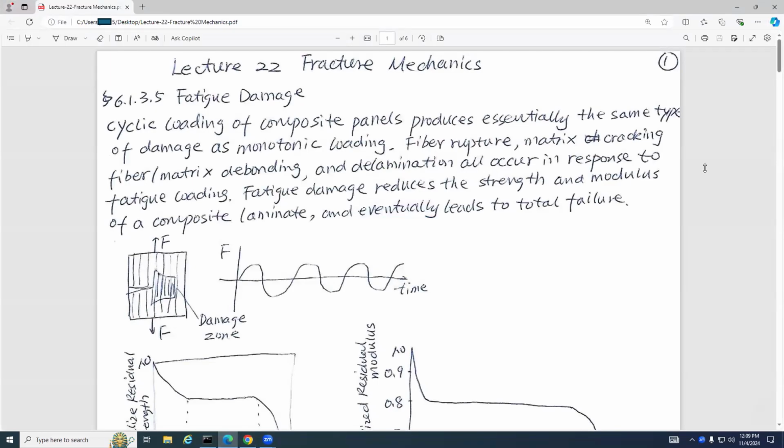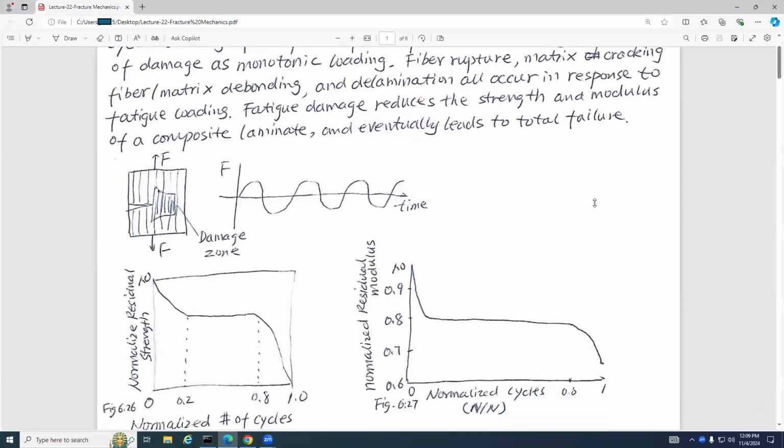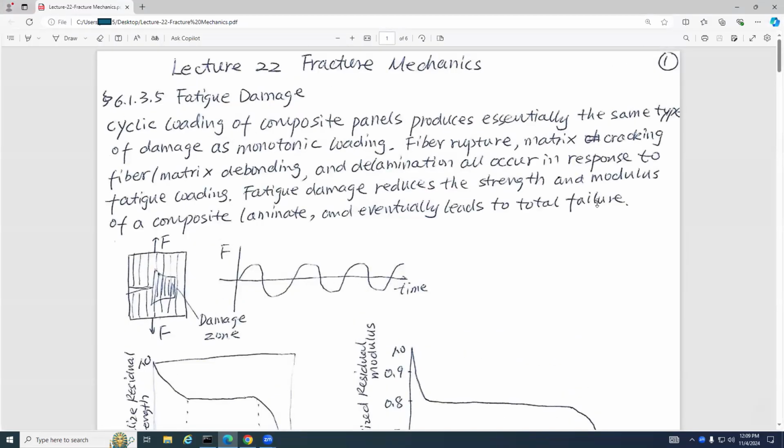Okay, let's get started. Today we talk about the ceramics and also fatigue damage, and finish the fatigue damage for the composite laminate. And then we talk about the ceramics. We know fatigue, right? So we know fatigue.